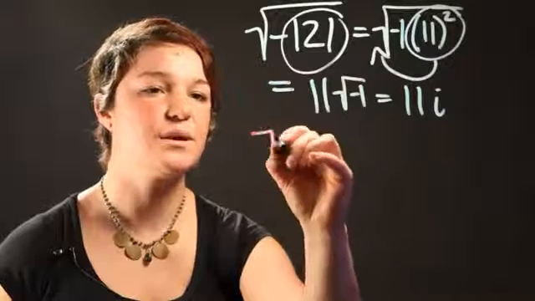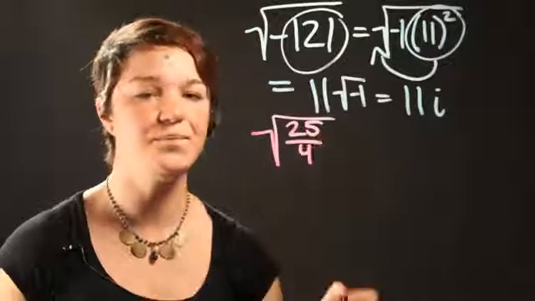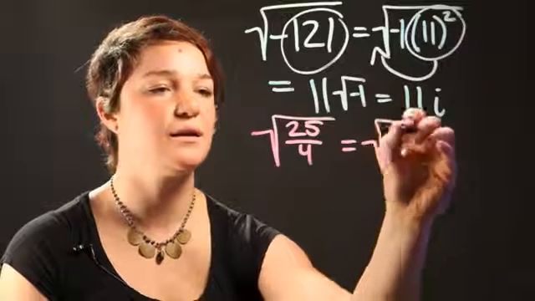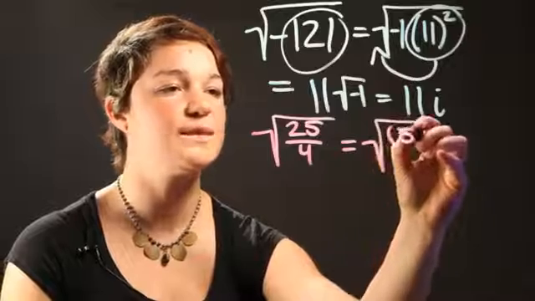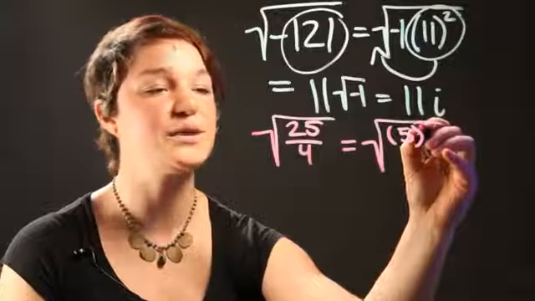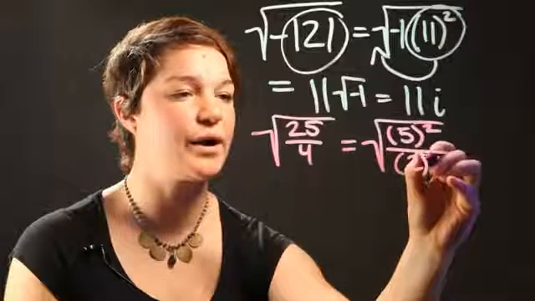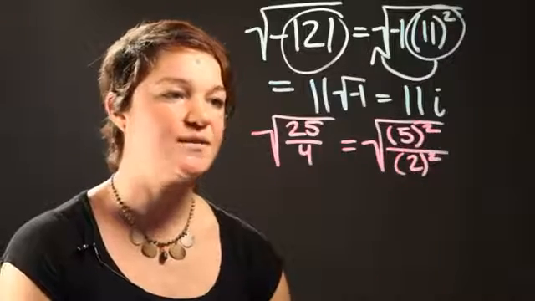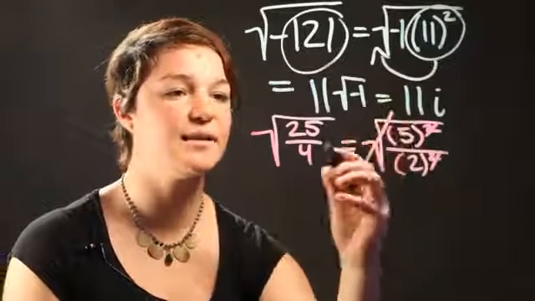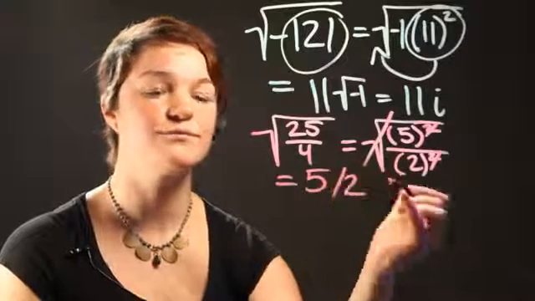So let's do another example. We'll do the square root of 25 divided by 4. Here, once again, what we're going to do is convert it to a number that can be simplified. In this case, we know that 25 is 5 squared, and 4 is 2 squared. By putting it in this form, we recognize that we can cross out all the squares and the radical sign, and what we're left with is 5 over 2.